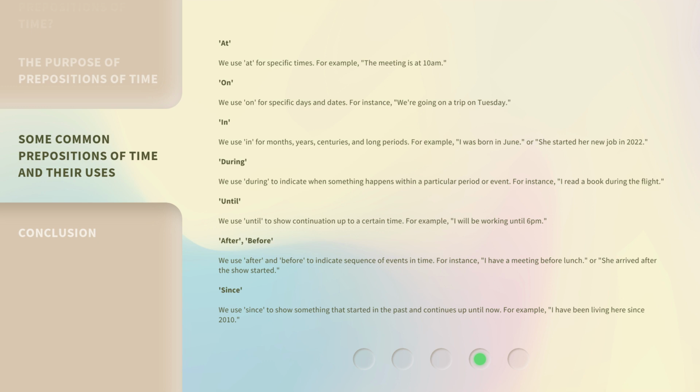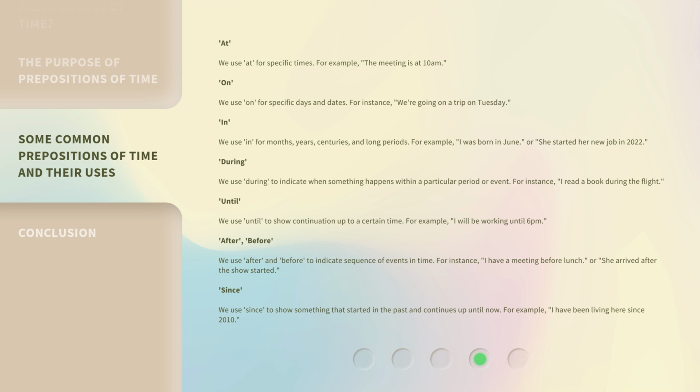In. We use "in" for months, years, centuries, and long periods. For example, I was born in June. Or, she started her new job in 2022. During. We use "during" to indicate when something happens within a particular period or event. For instance, I read a book during the flight.